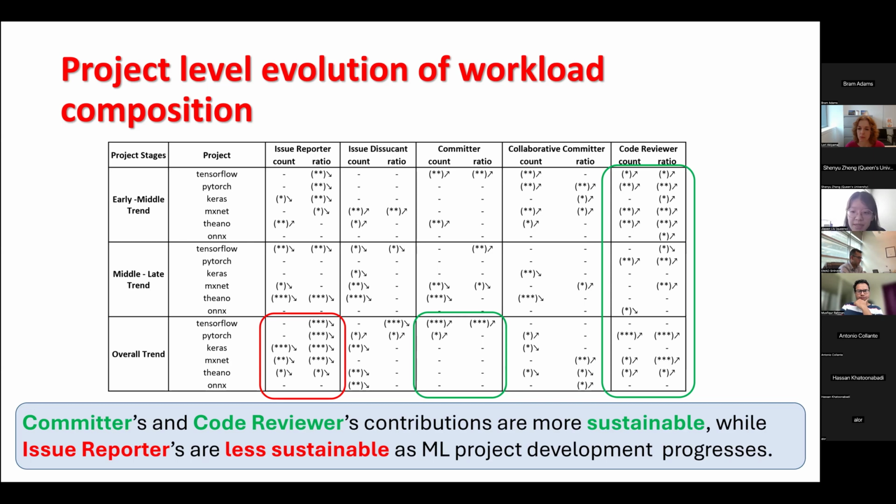workload composition patterns. Well, the issue reporter pattern is less sustainable because, as in the red box, you can see that 5 out of 6 projects have decreasing issue reporters as the project development goes.